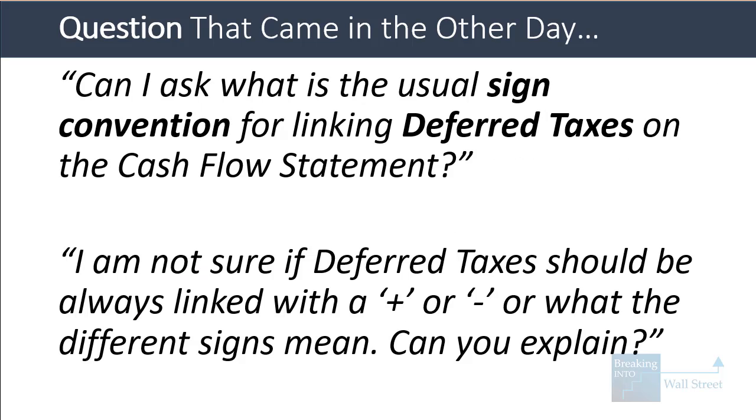So this one comes directly from a question that came in the other day from one of our students. "Can I ask what is the usual sign convention for linking deferred taxes on the cash flow statement? I'm not sure if deferred taxes should always be linked with a plus sign or a minus sign, or what the different signs mean. Can you explain?"